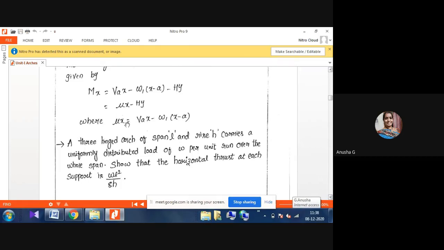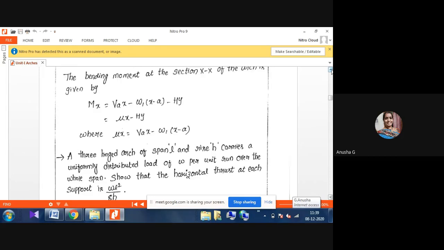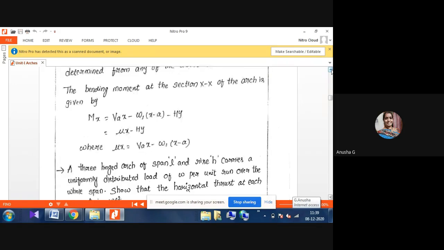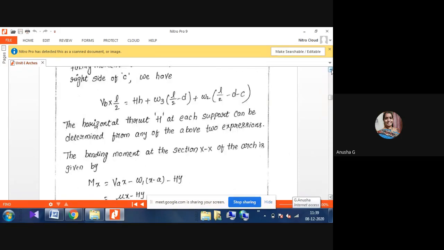Okay. Here in this condition, mu x is nothing but the moment acting, which we are considering as VA into x minus W1 into x minus A. This is a normal three-hinged problem to calculate the moment and horizontal distance. Here we have to find only the horizontal reaction, capital H. For that type of problem, they will simply ask to derive an expression for a three-hinged parabolic arch, so you have to derive up to here. This is one of the methods that you have to observe. Next, we will see the next condition.